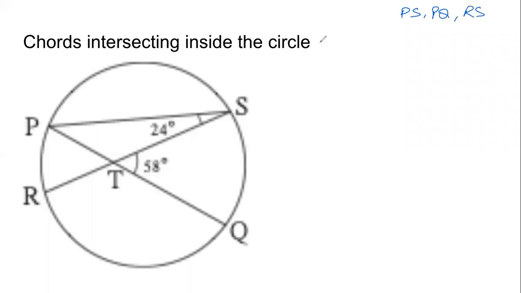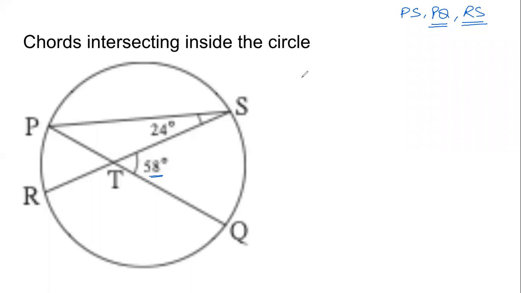Now, out of these three chords, let us focus on two of them, which is PQ and RS. We could have taken any, but let us focus on PQ and RS. They are intersecting at the point T. And such that the angle between them, if you are able to see the diagram on the screen, or if you see it in the textbook, the angle between them is 58 degrees. It is 58 degrees.